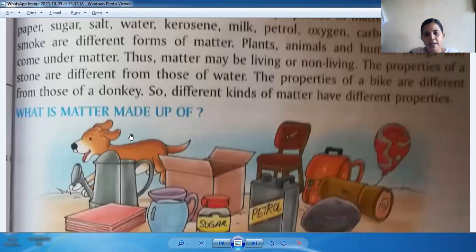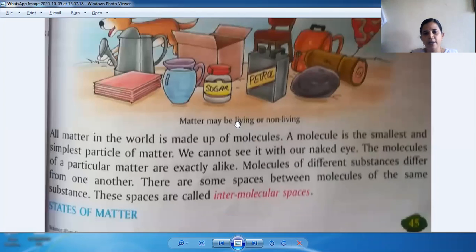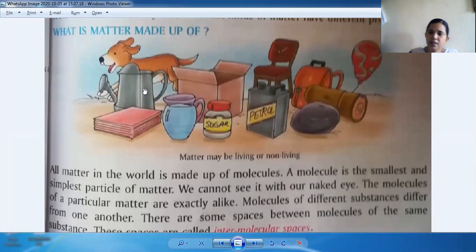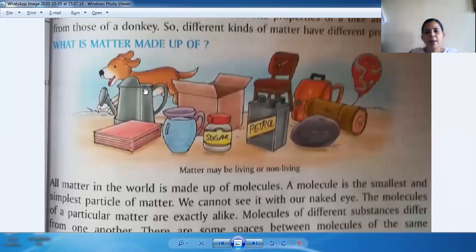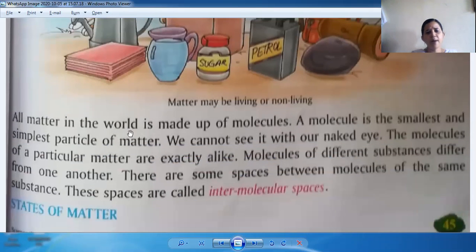What is the matter made up of? Matter may be living or non-living. So the living things will also come under the matter, and non-living things. See, you can see in this picture what is given. This dog, and the books are there. And teapot, jug, petrol, sugar, all these things. So living things are there and non-living things are also there. So that comes under the matter. So all matter in the world is made up of molecules.